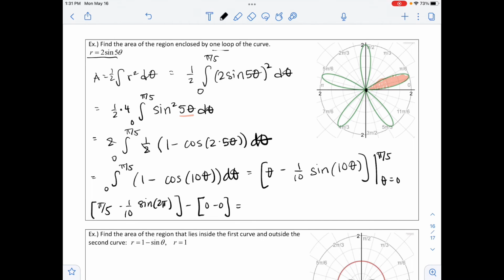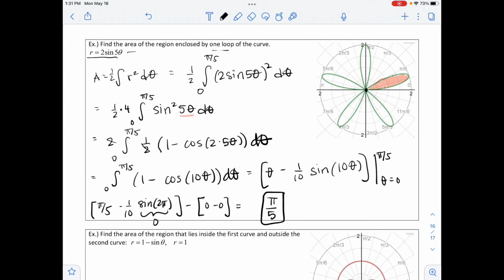Sine of 2 pi is also going to be equal to 0. So right here, this would be 0. And so our solution would be pi over 5. So the area in that one petal of the rose curve is going to be equal to pi over 5.